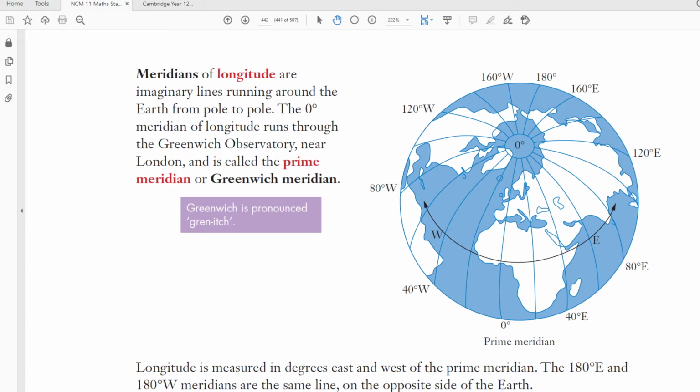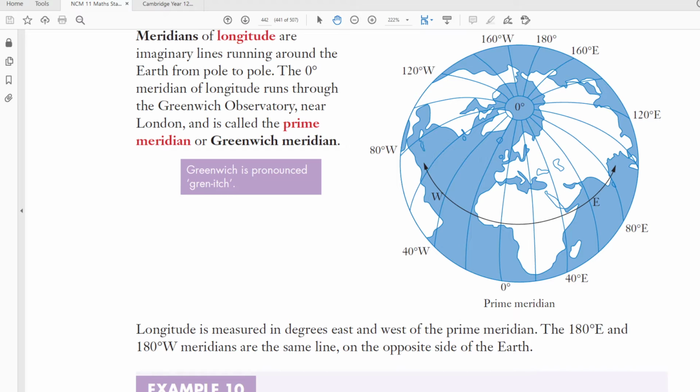The reason it's called the prime meridian, or the Greenwich meridian, is because it actually goes through a town in England called Greenwich. And it even says here how Greenwich is pronounced. So it's the Greenwich meridian. It goes through a town called Greenwich, and that's where time starts. Now, if you go towards the east, you're saying you're going that many degrees east. If you're going to the west, you're saying you're going that many degrees west.